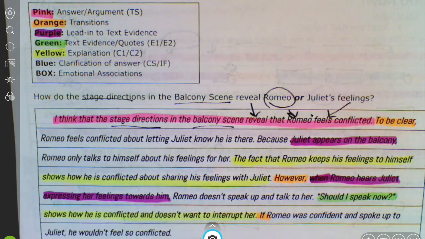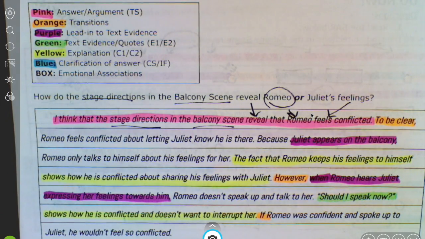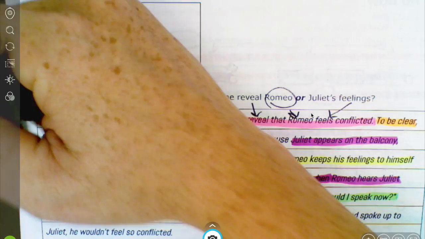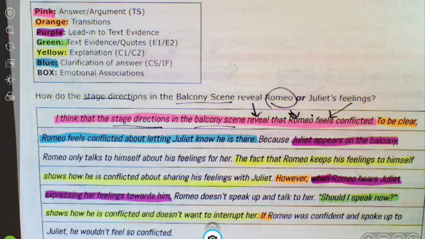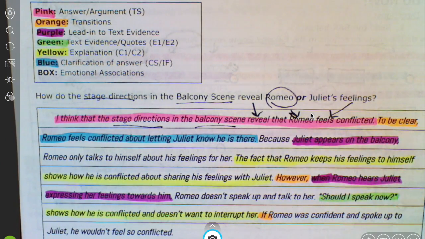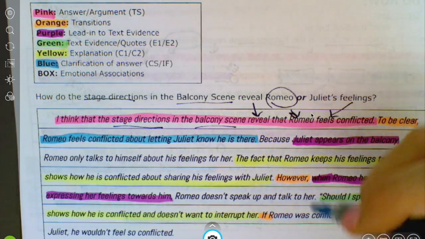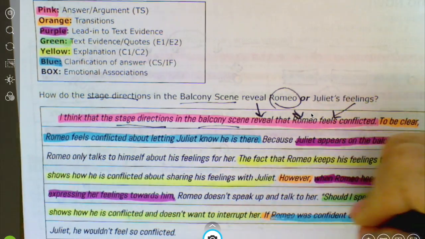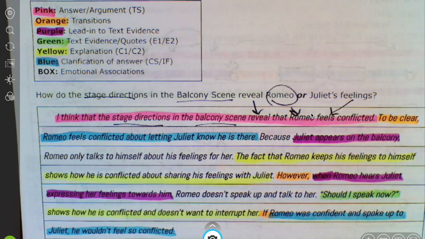The next thing we need to highlight is blue. It's actually the last thing we need to highlight. So I'm going to do blue. To be clear, I'm going to finish this clarification sentence. He feels conflicted about letting Juliet know he's there. And then my if sentence is also a clarification of my answer, that if Romeo was confident and spoke up to Juliet, he wouldn't feel so conflicted. All right.